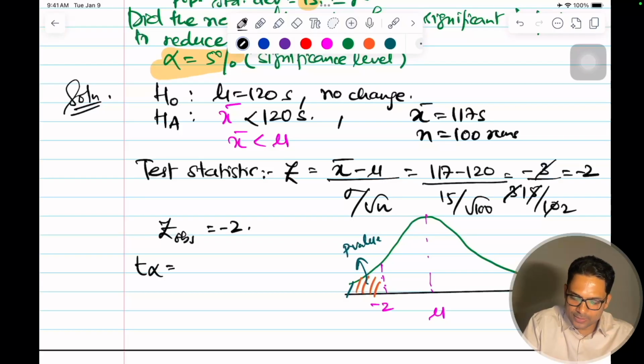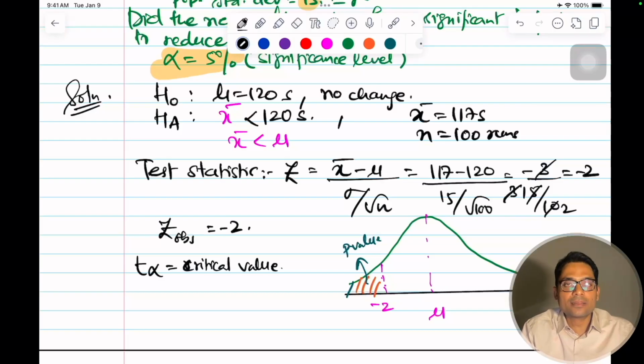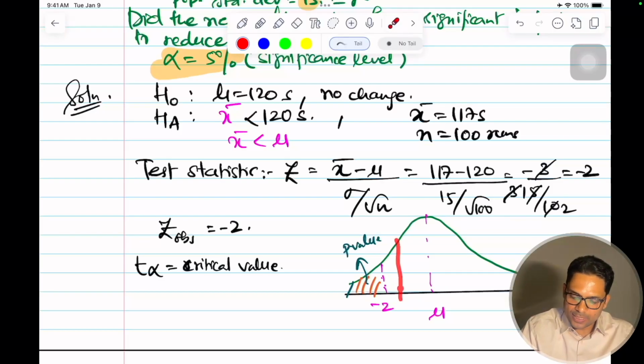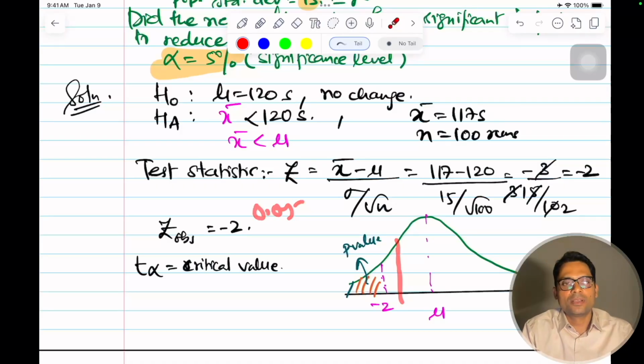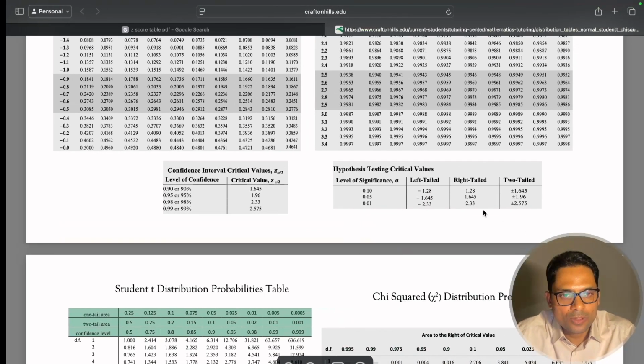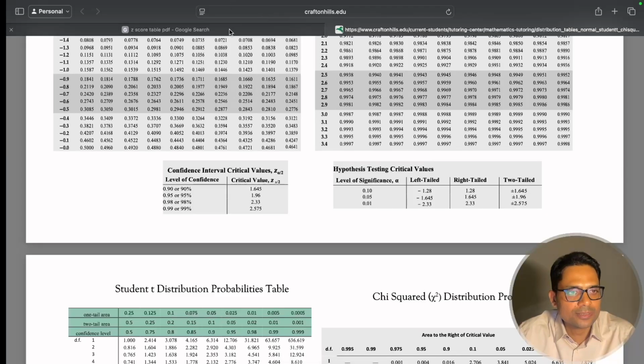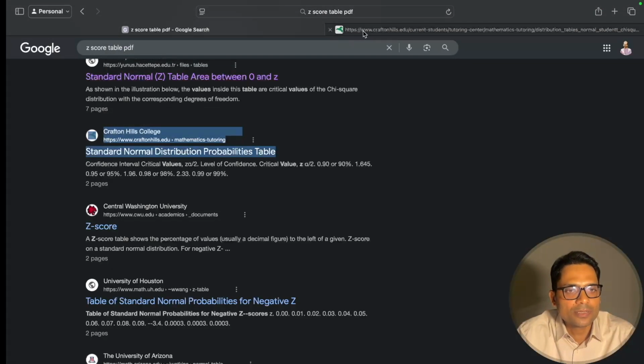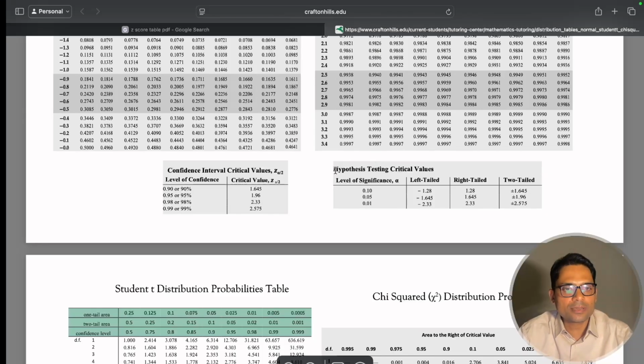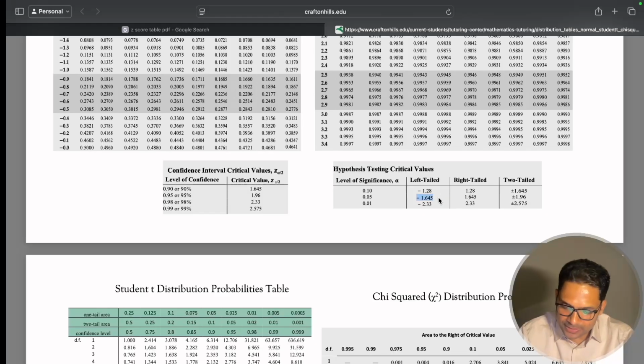And now we have to find out the significance value. So now what is T alpha? This is the critical value. So this is your critical value, for which my area under the curve will be less than 5%. Less than 5%, and 5% will be 0.05. So let's see the z-score table. If you see here, I've opened the table. If you just go and Google z-score table PDF, you will get the table. I have opened one table. So here, if you see, there are important hypothesis testing critical values. It's written already. So if the significance level is 0.05, what is the corresponding value for the left tail test? Minus 1.645.